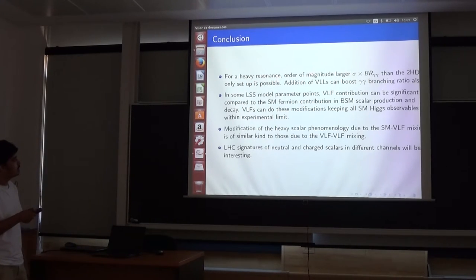So for a heavy resonance, an order of magnitude larger sigma times branching ratio to gamma gamma than in the 2HDM-only setup is possible. So the addition of vector-like leptons can boost the gamma gamma branching ratio without changing the production part. In some parameter space, the VLF contribution can be significant compared to the SM fermions. So VLFs can do these modifications keeping all standard model Higgs observables within the experimental limit. Modification of heavy scalar phenomenology due to SM-VLF mixing is of a similar kind. The results are similar.